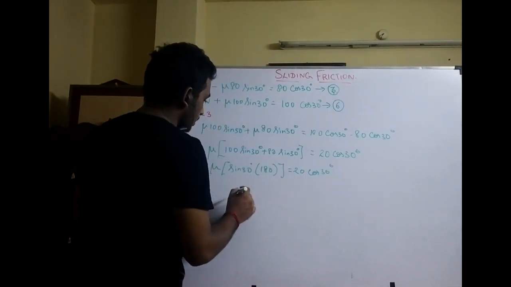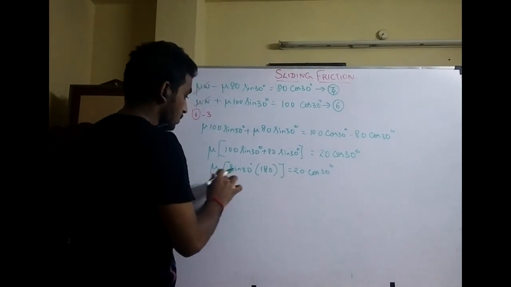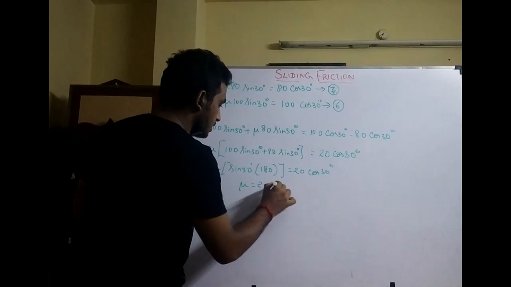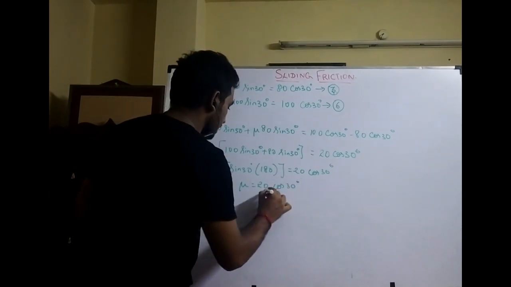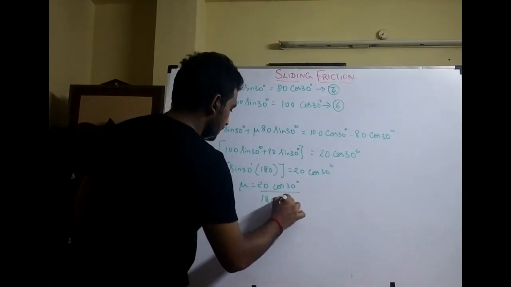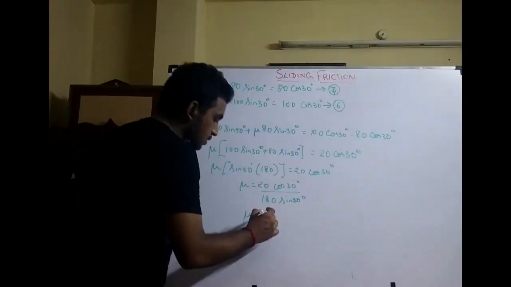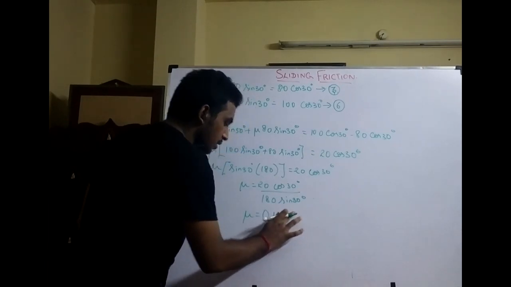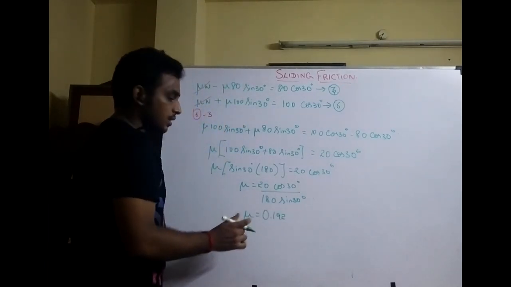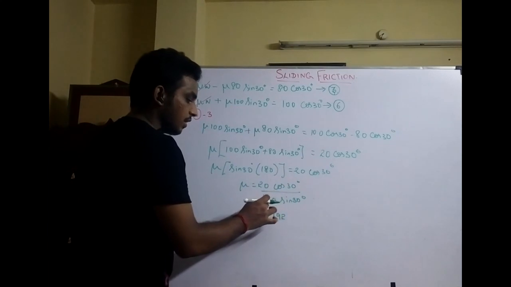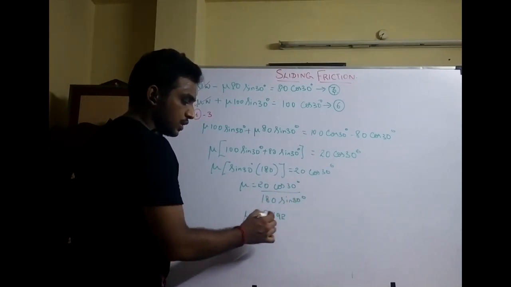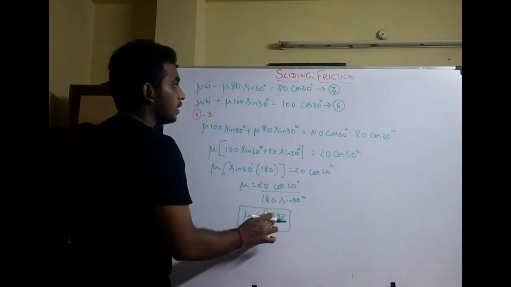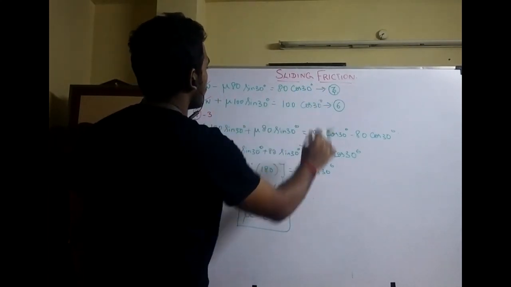So from here mu is equal to 20 cos 30 divided by 180 sin 30 degree, and we get mu is equal to 0.192.